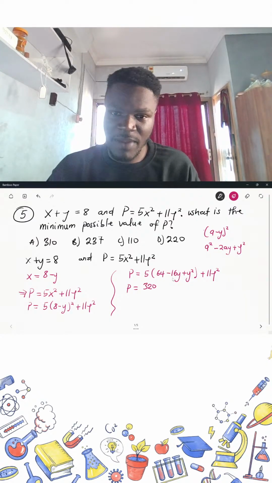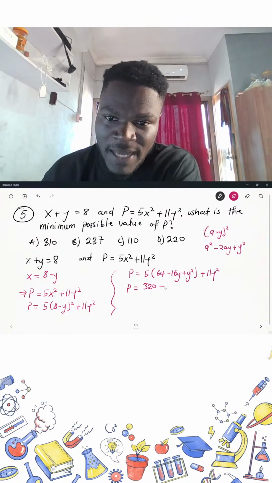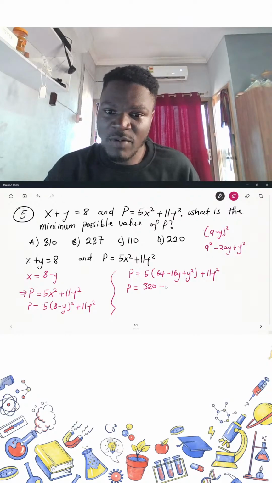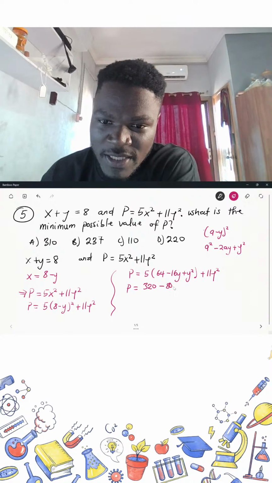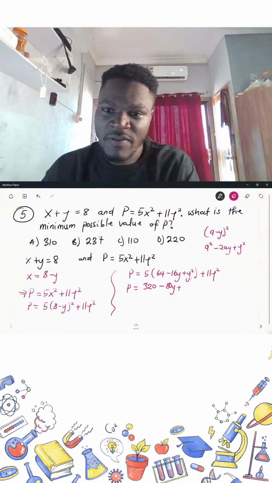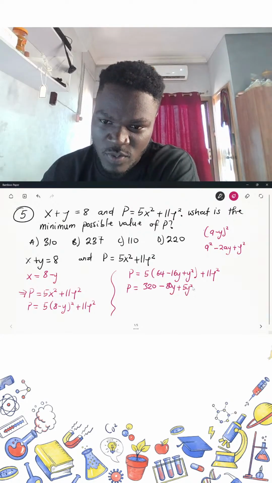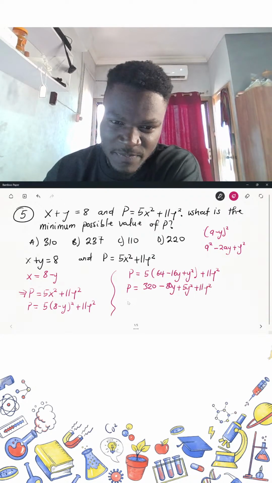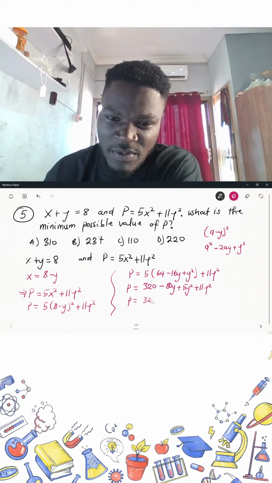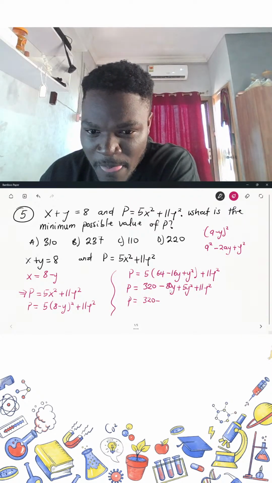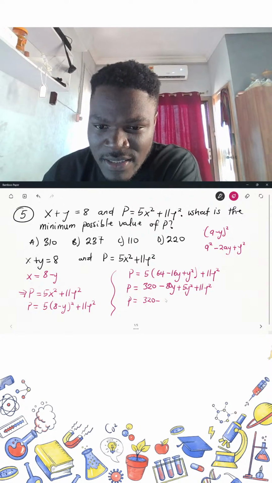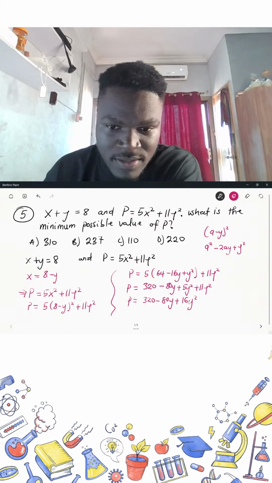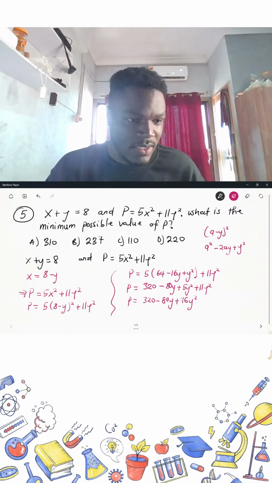So I have here 64 multiplied by 5, that will give me 320, minus, then I have 5 multiplied by 16, this will give me 80, so I have 80y, then plus 5 multiplied by y squared will give me 5y squared plus 11y squared. So from here, I will have 320 minus 80y, and I have 5y squared and 11y squared. If I add both, this will give me 16y squared. Are you okay?